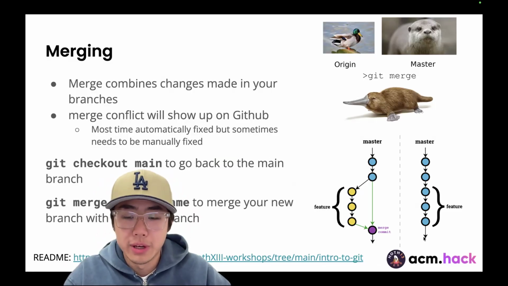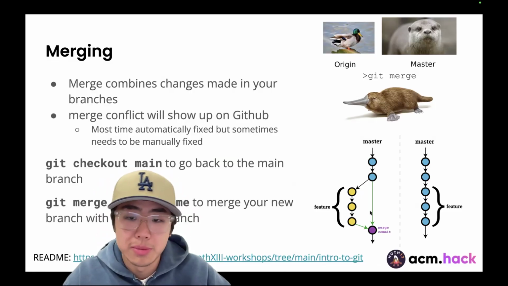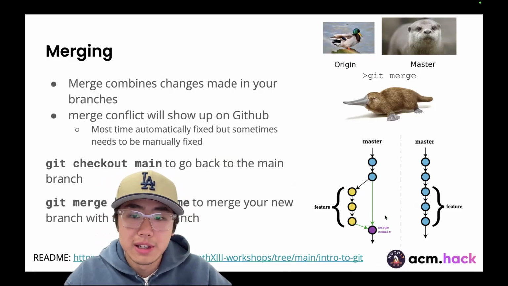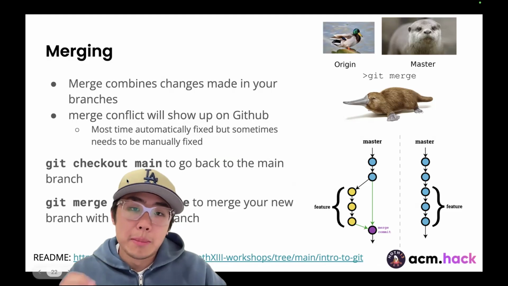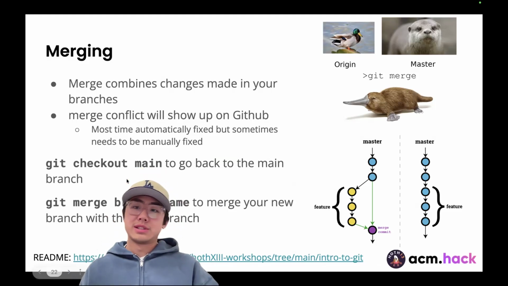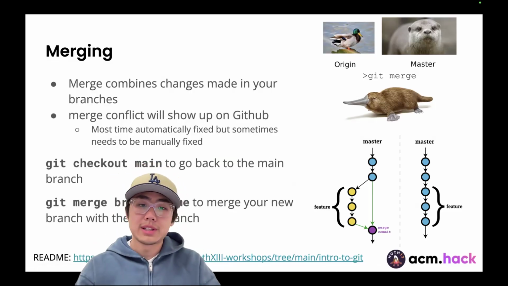It goes in the same way, you know. It should have more dots here for better visual representation, but it's okay. So merge basically combines the changes you've made in your branch. And that comes up with something called merge conflict.